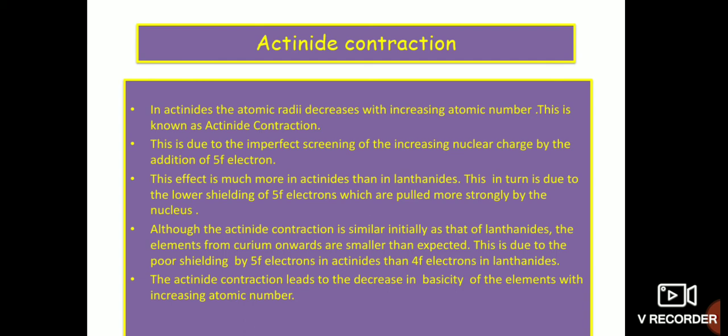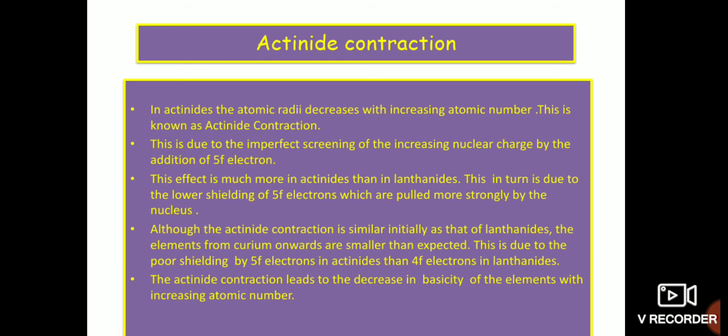Okay, this in turn is due to the lower shielding of 5f electrons, which are pulled more strongly by the nucleus. Here the imperfect shielding of 5f electrons is seen much more than the 4f electrons of the lanthanides. That's why the nucleus will attract the 5f electrons more, so they are pulled more strongly by the nucleus, and there is much more decrease in the size of the actinides.